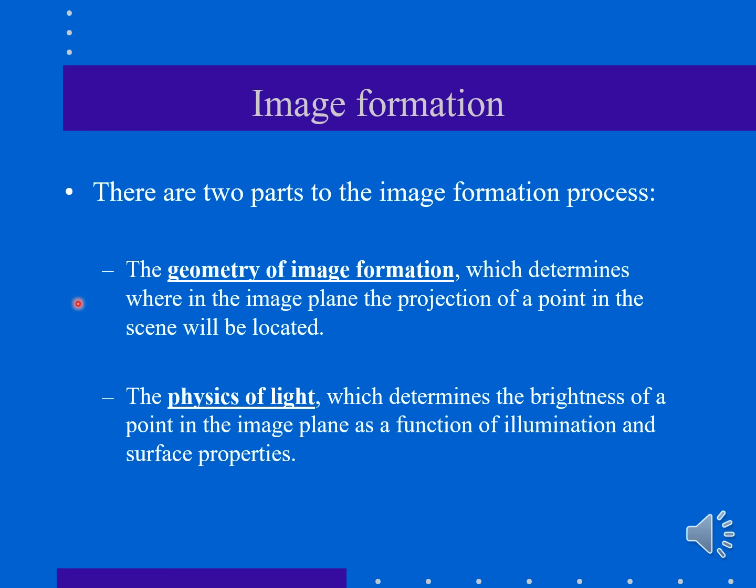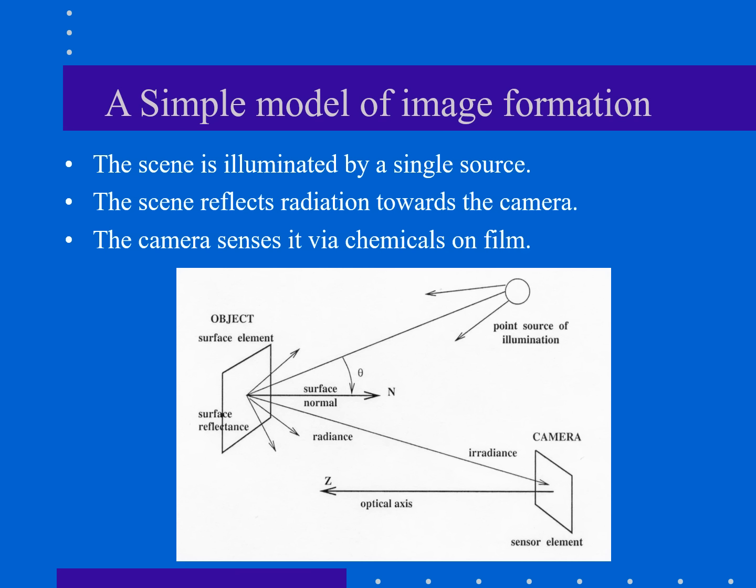The geometry of the form: where things are located on a two-dimensional plane. And the other one is the physics of light: the brightness and the surface that your image is on. This is a simple model of image formation. We usually have a light source that illuminates a surface, and from that surface we have projections of light. Depending on the smoothness of the surface, if the surface is rough, you will have projections in all directions, and that's how the color will look blurry.